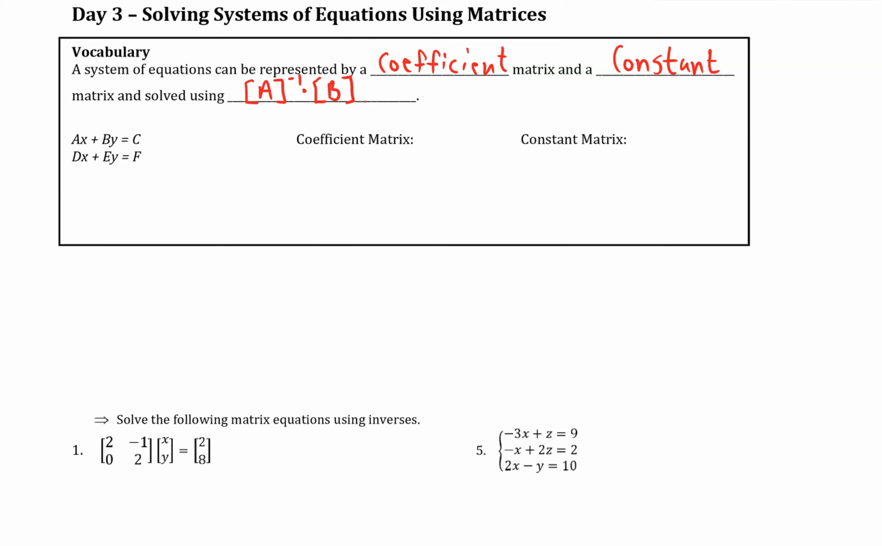It says A times X plus B times Y equals C, and D times X plus E times Y is equal to F. So first of all, the coefficient matrix. Well, that would be A, B, and D, E. And when we write this, we would set this up by doing the following. We're going to multiply that by this thing, which is called the variable matrix.